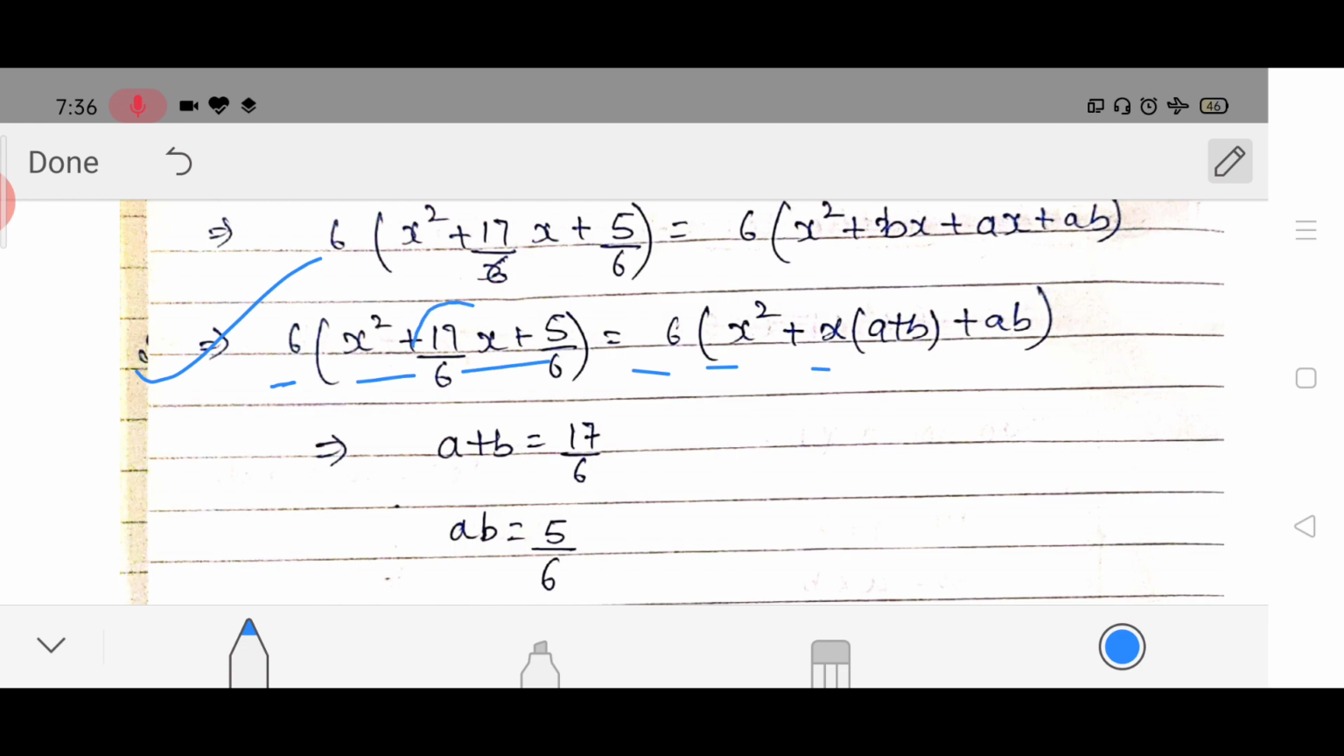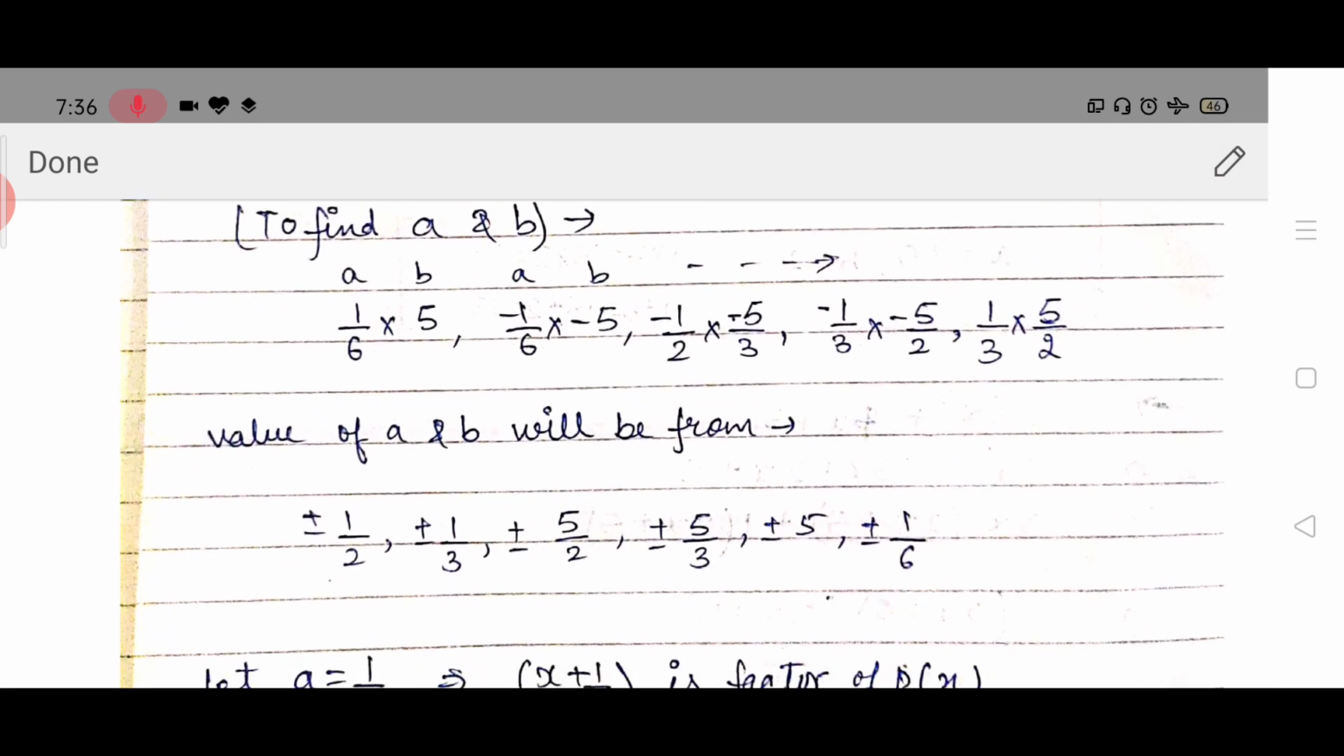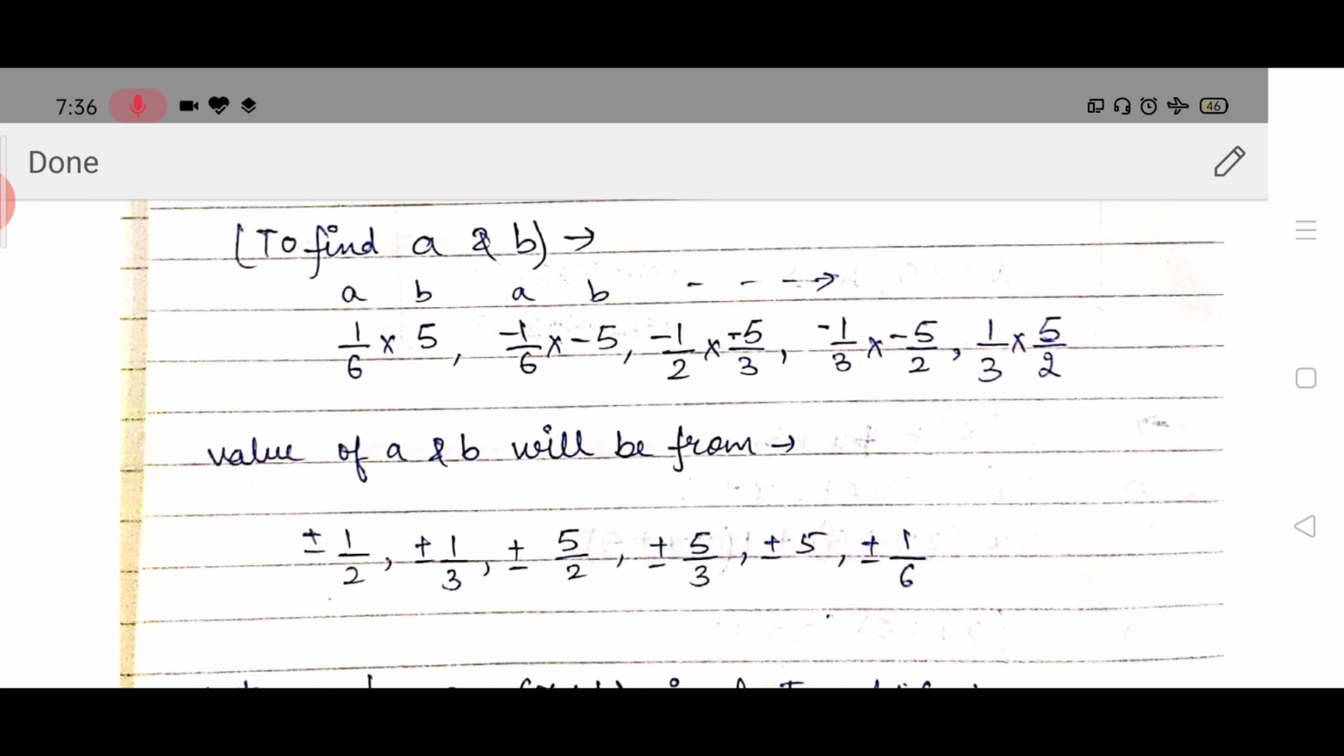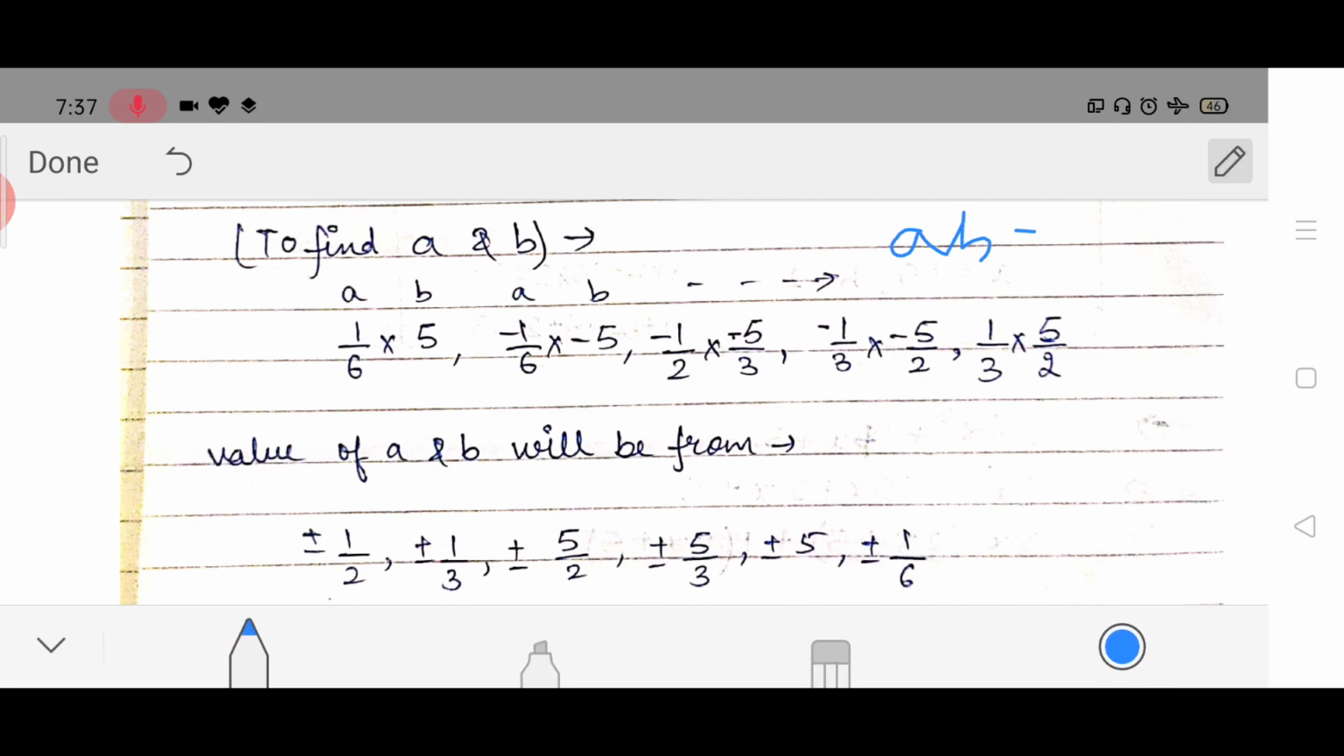So what do you mean by that? a plus b value should be 17 upon 6 and ab value should be 5 upon 6. Okay, by comparing both left hand side and right hand side, you can see that ab is equal to 5 upon 6. Okay, now moving on. Now your main motive is to find the value of a and b, because ab is 5 upon 6. So you have to make the combinations such that the result is 5 upon 6.